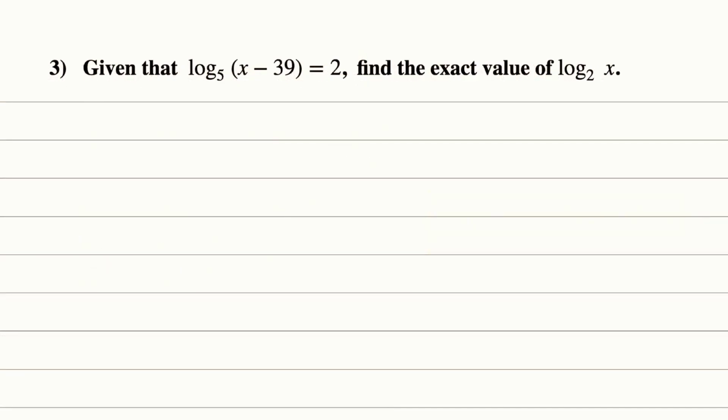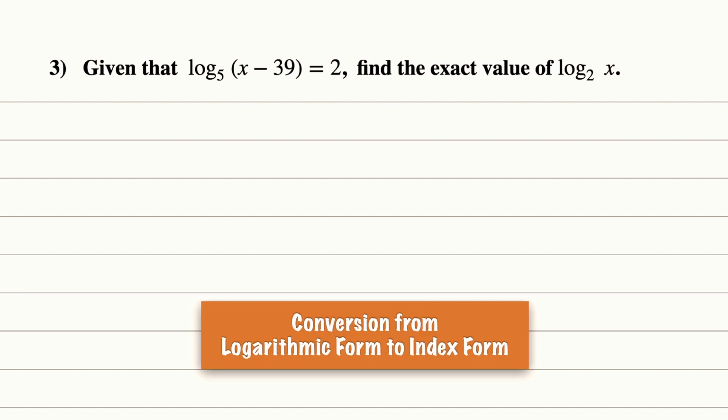Now let's try out this third question in the final part of our practice together session. Alright, so given that log to the base 5 of x minus 39 is equal to 2, we are going to find the value of log to the base 2 of x. Now some students may approach this question by changing the base to base 2 immediately, but you realize that this doesn't give you quite an exact value. What we can do is to employ the concepts of converting a logarithmic form into an index form.